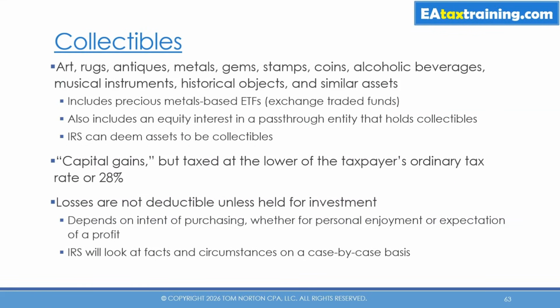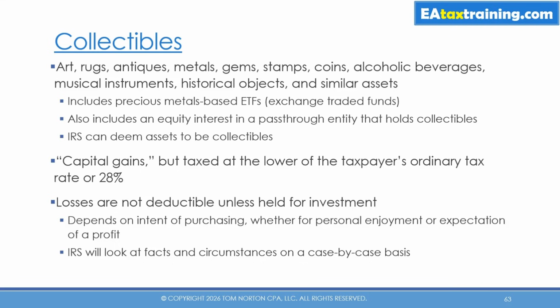Collectibles. So collectibles are things like art, rugs, antiques, metals, gems, stamps, coins, alcoholic beverages like wine, musical instruments, historical objects, and similar assets. It includes precious metals-based ETFs or exchange-traded funds. It also includes an equity interest in a pass-through entity that holds collectibles. So if you've got a partnership or an S corp that holds collectibles, your stock in that S corp or your partnership interest in that partnership is considered a collectible.